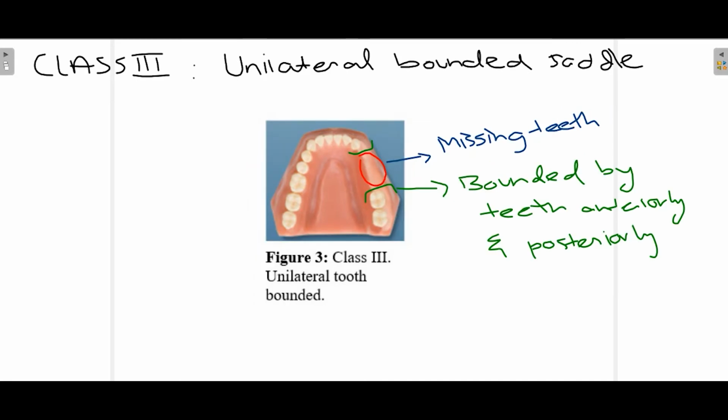Now talking about class 3, in this case you can see the area where the teeth are missing, and natural teeth are present anteriorly as well as posteriorly. It is present unilaterally, but it's bounded anteriorly as well as posteriorly by naturally present teeth. So this is known as unilateral bounded saddle, because teeth are present anteriorly and posteriorly, so this area is bounded, present unilaterally in this missing area where teeth are not present.